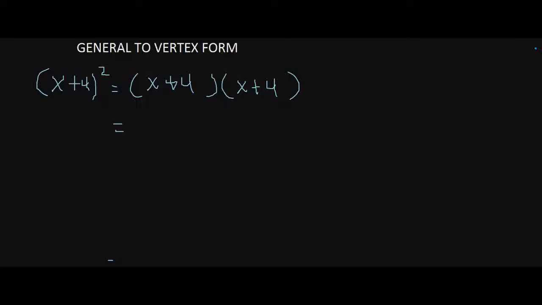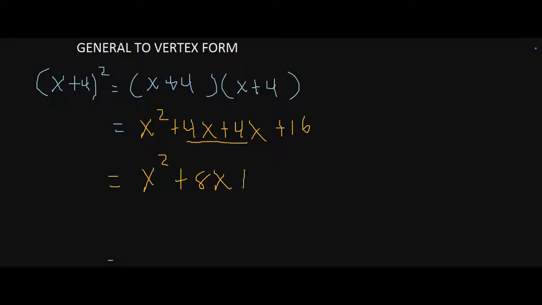Let's see, what's x times x here? That's going to be x squared. Plus, what's x times the 4? x times the 4 gives me 4x. Now we go to this 4. What's 4 times the x? That's just going to give me 4x again. And what's 4 times the 4? That gives me 16. So now I'll write this out: x squared plus 4x plus 4x is 8x, and then plus 16.